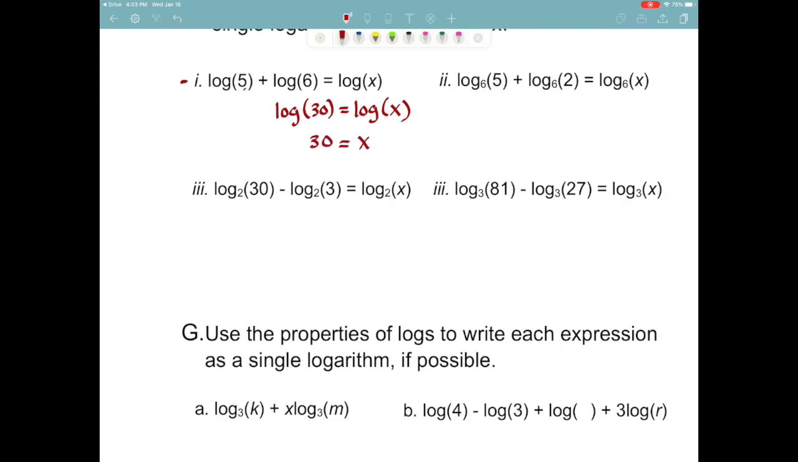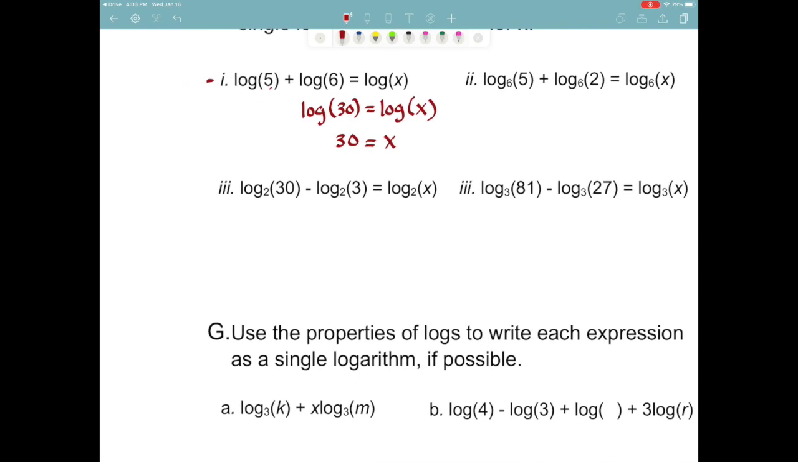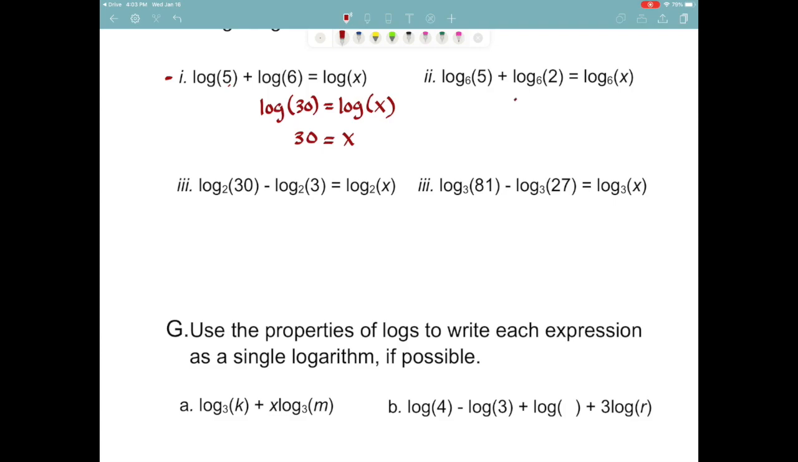Example 2, same thing. Let's use the product property to combine our two logs on the left side. We've got log base 6 of 5 times 2, which is 10. And since that equals log base 6 of x, you get 10 is equal to x.